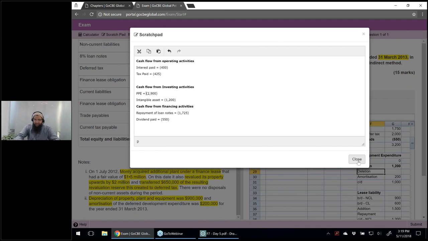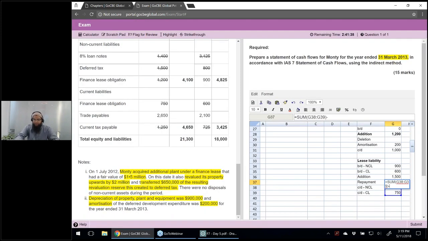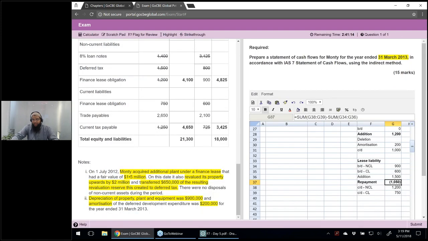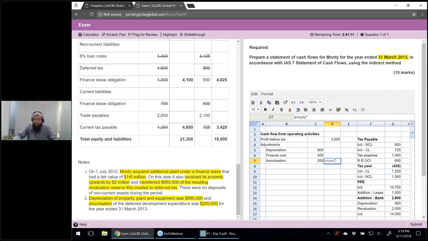And then we have lease liability, where we are going to find the repayment. So the repayment is 1050, which will be taken to the financing activities, repayment of lease liability is equal to negative 1050. So that's it. All impacts done. Let's calculate the sum of these values. So the sum is going to be 1500.